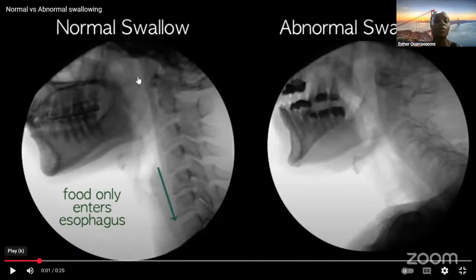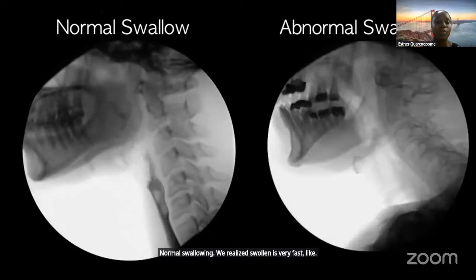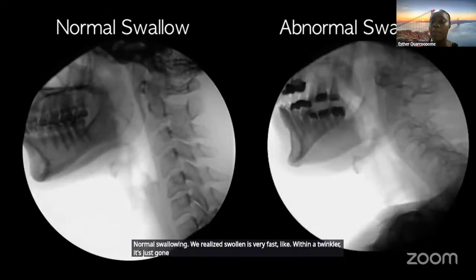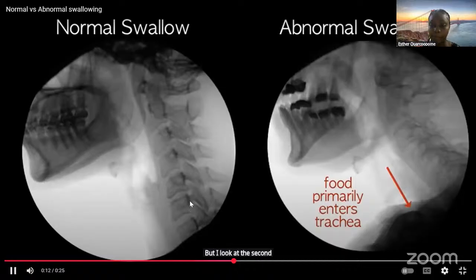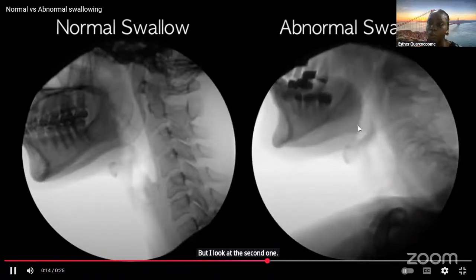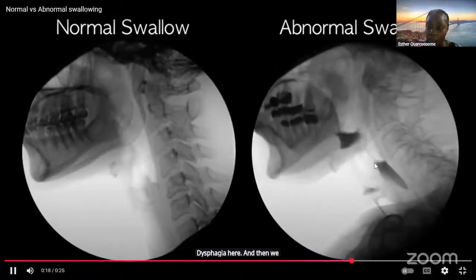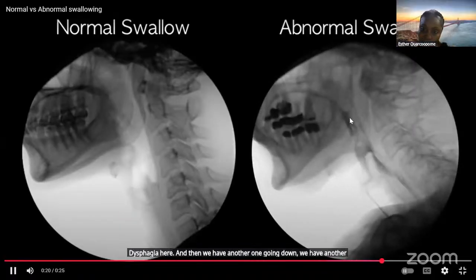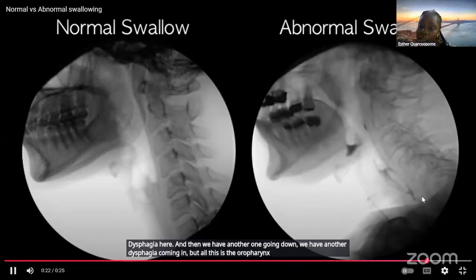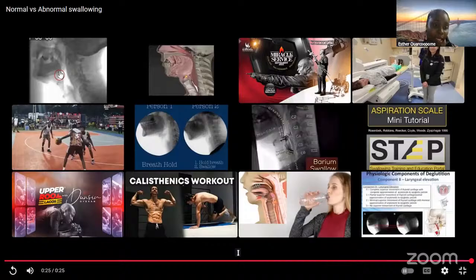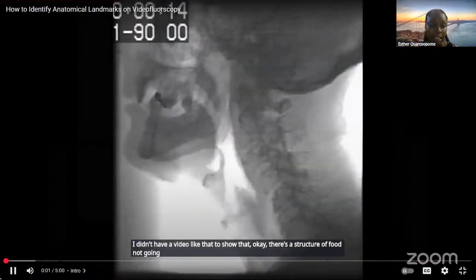In normal swallowing, we realize swallowing is very fast, within a twinkle, it's just gone down like that. But if I look at the second one, you will see the oropharynx here, dysphagia here. And then we have another one going down, we have another dysphagia coming in, but all this is the oropharynx. The other one, the peristalsis happening here, I didn't have a video like that to show, okay, there's a structure of food not going down easily. This is video fluoroscopy in a lateral view.